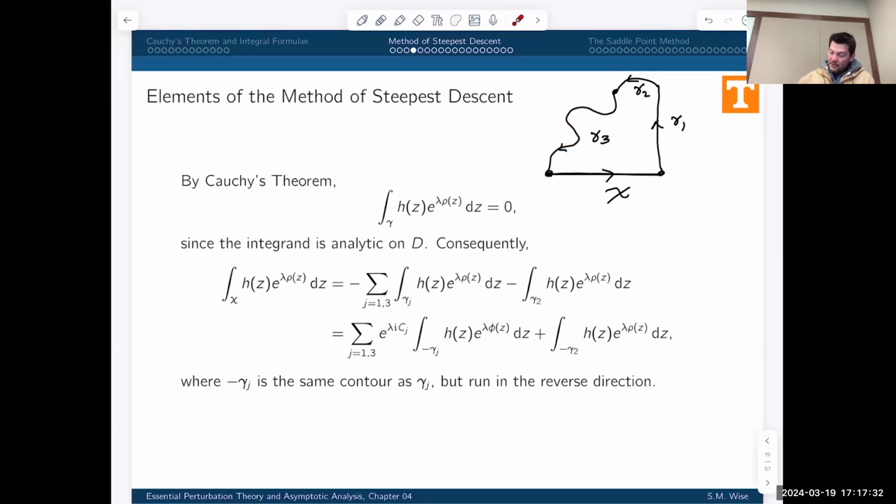Well, the integrand is everywhere complex analytic. So as long as this contour is closed and bounded, then I know that the integral over that contour is always going to be 0. It's going to vanish, right? That's what Cauchy's theorem guarantees us.